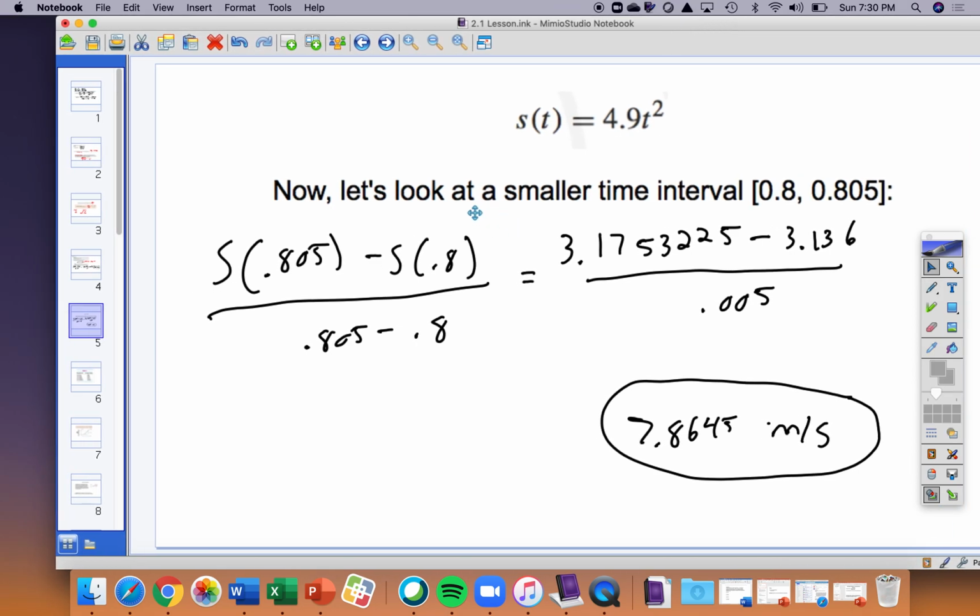So the question is, which one's right? Which one is the instantaneous velocity? Well, the answer is neither. Both of them are still average velocities of very small time intervals. They're very close to the instantaneous velocity, but not quite. In fact, these two numbers can continue to get closer together, and the difference between them can get really, really small. So I'm not going to do it.